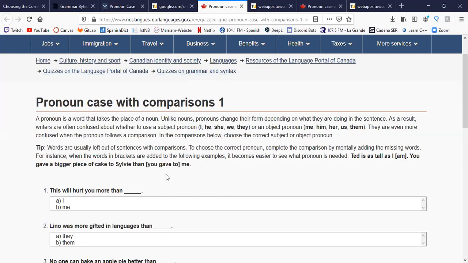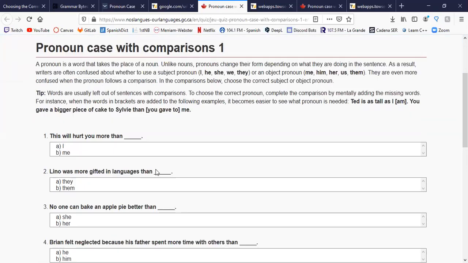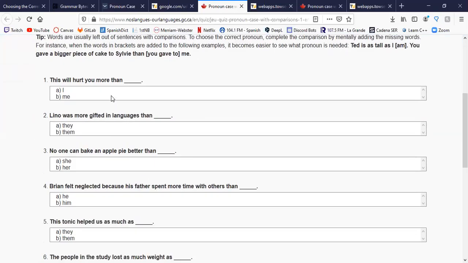So with than and as, you could have either a subject pronoun or an object pronoun. So be careful about that. Okay. So let's do this exercise. Number 1, this will hurt you more than, okay, which one? So pause the video and think.